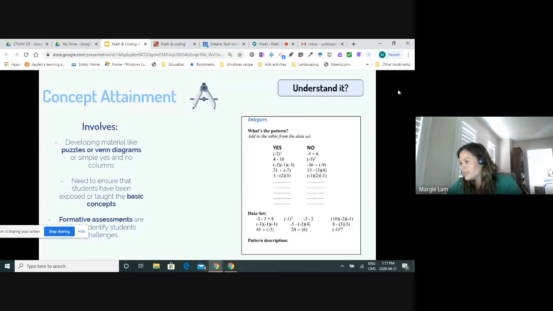So moving on, I'm just wondering if any of you have used the pedagogical approach of concept attainment, or a similar type of puzzle or pattern, or have you used a different approach? If anyone wants to mention it here, I'll look in the chat.